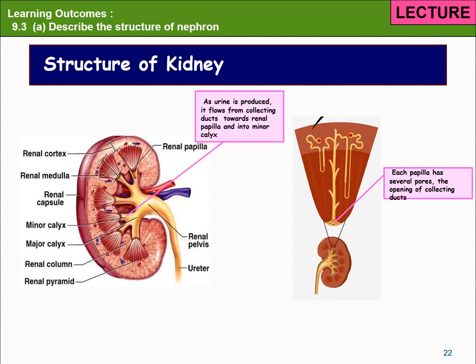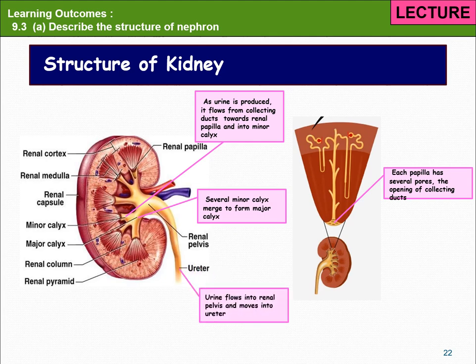As urine is produced, it flows from the collecting ducts, from the opening in the papilla into the minor calyx and into the major calyx. From the major calyx, it will flow into the renal pelvis and then into the ureter.